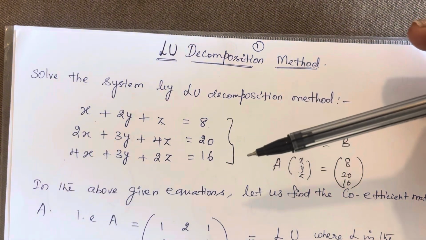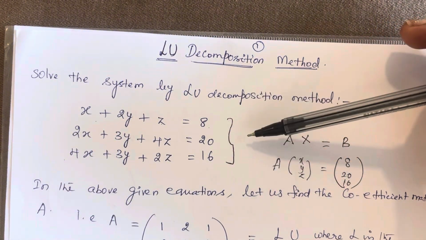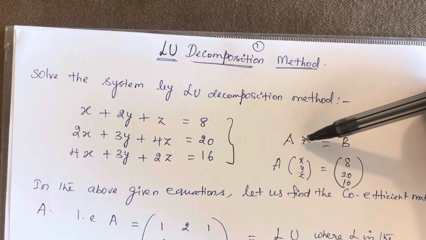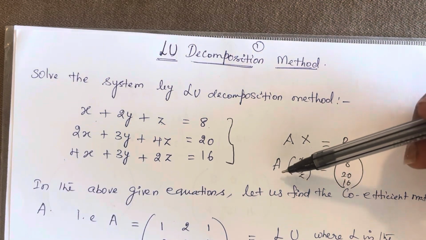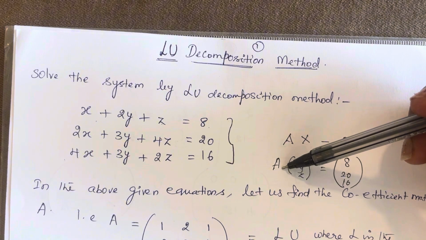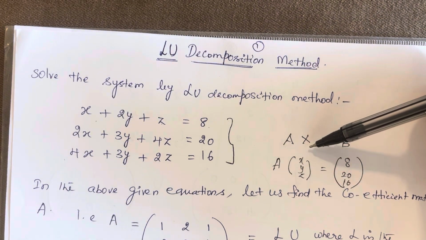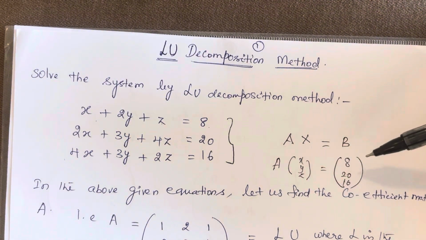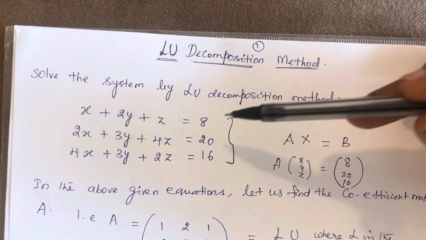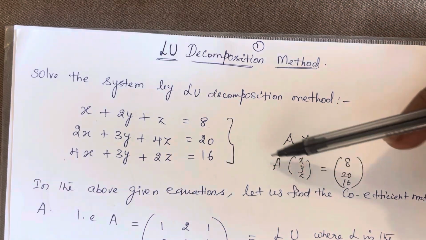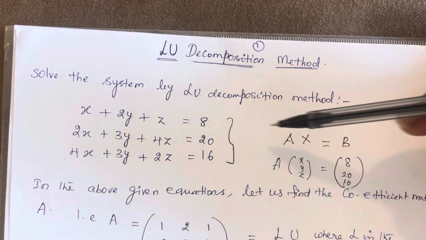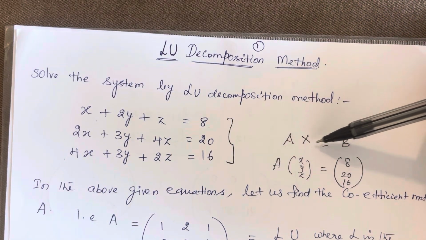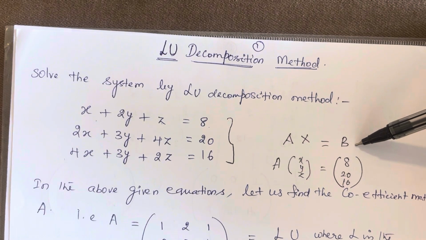The very first step is to put the three simultaneous equations in the matrix form AX is equal to B, where A stands for the coefficient matrix, X is the column matrix of the unknown variables x, y, z, and B is the numerical values 8, 20, 16. So the entire system of equations can be reduced to the form AX is equal to B. That is the first step.